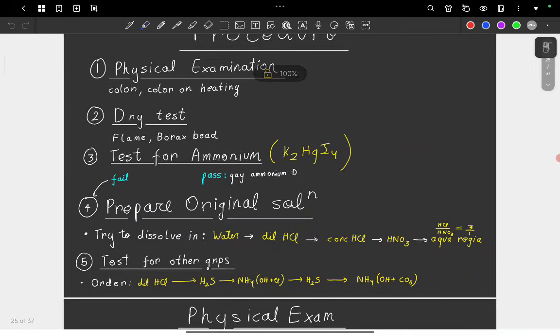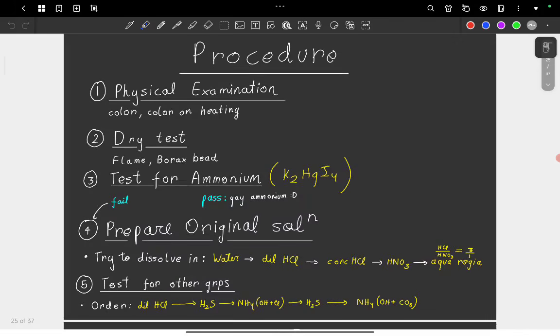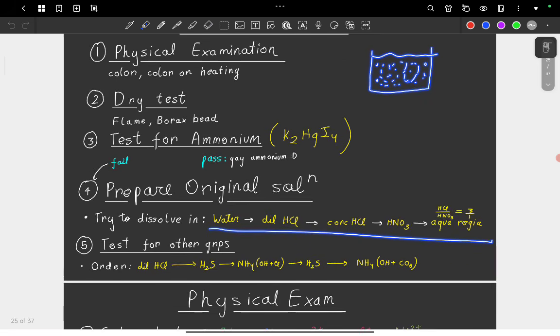Now, what is the original solution? I'll finish it on this slide only. Basically, an original solution is a solution of the salt. You have to dissolve the salt in a solvent. Now, some salts are very stubborn and they will not dissolve in water. So we have to follow an order to dissolve them.